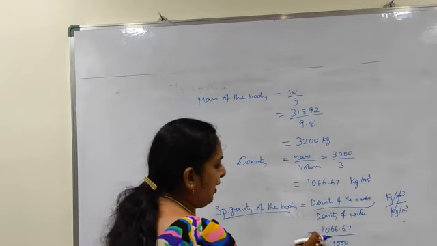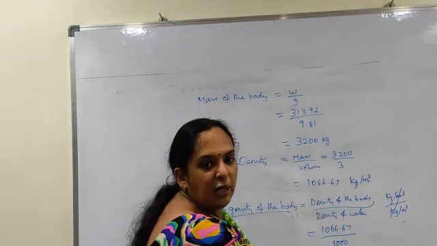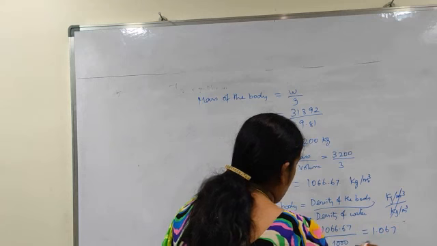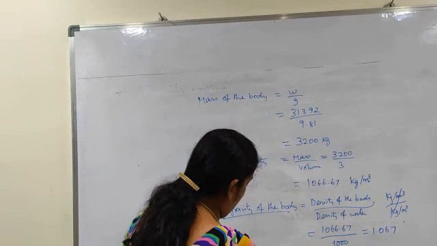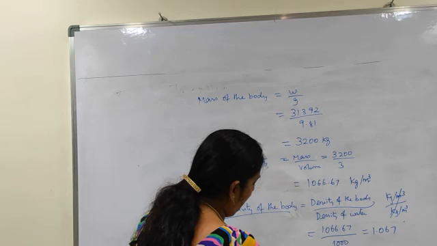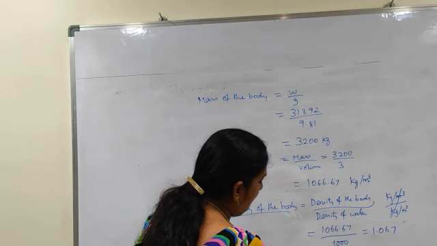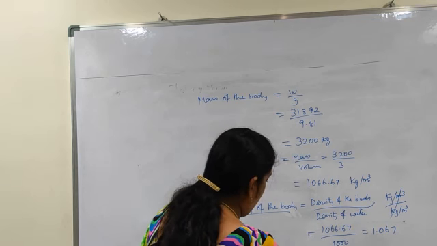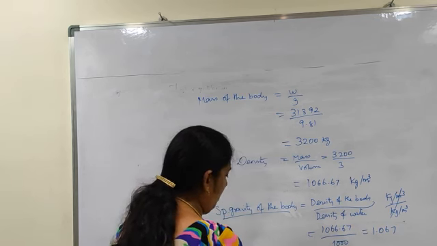Okay. So when I divide this, I am getting the value 1.067. So what is the specific gravity of the body in this problem? Specific gravity of the body is equal to 1.067. It is only a number, there is no unit for this.